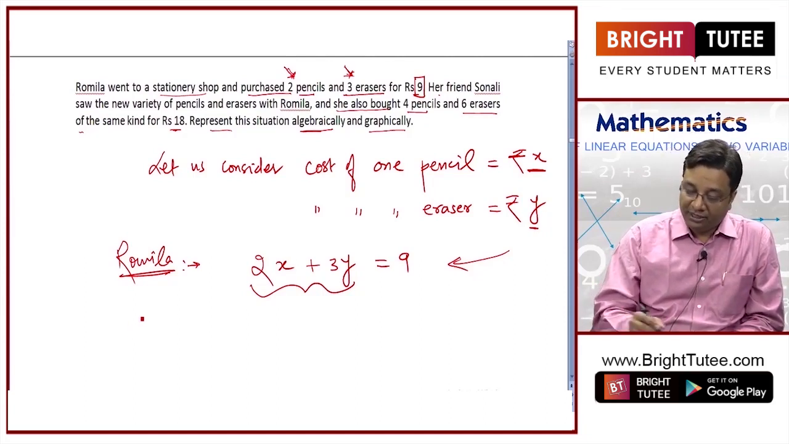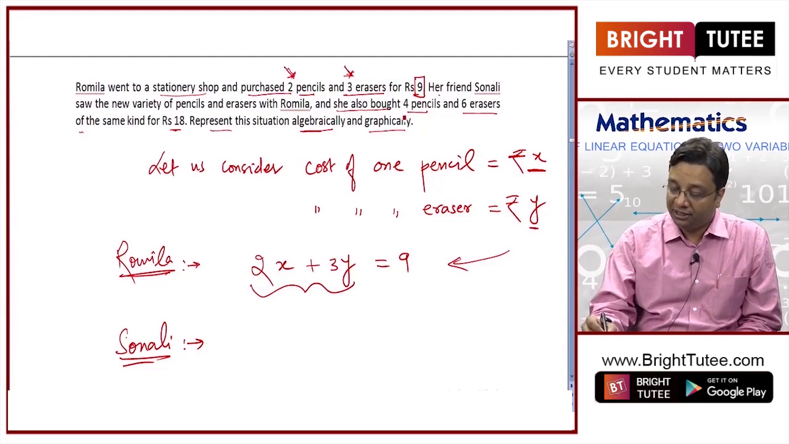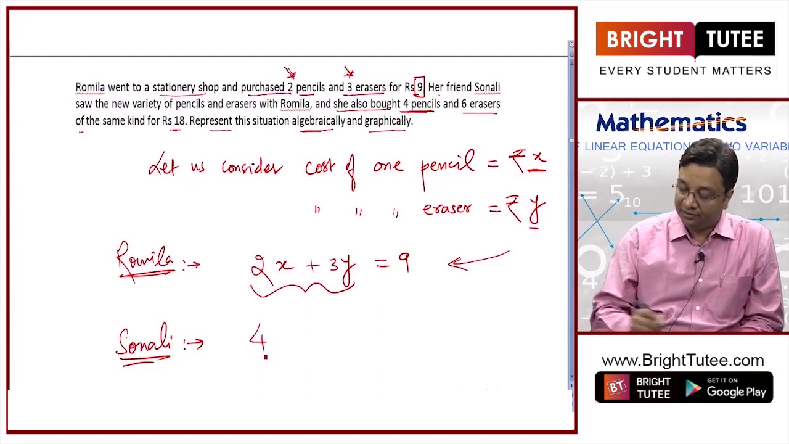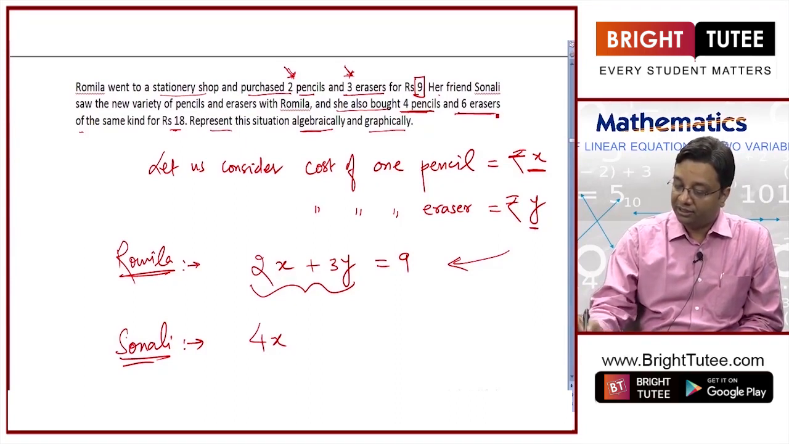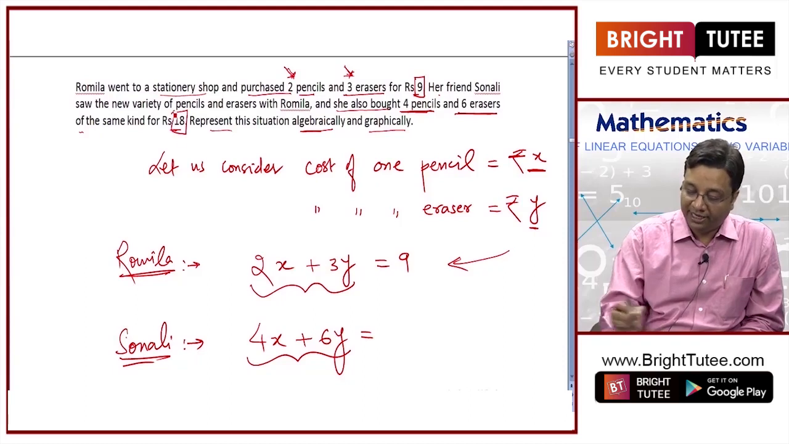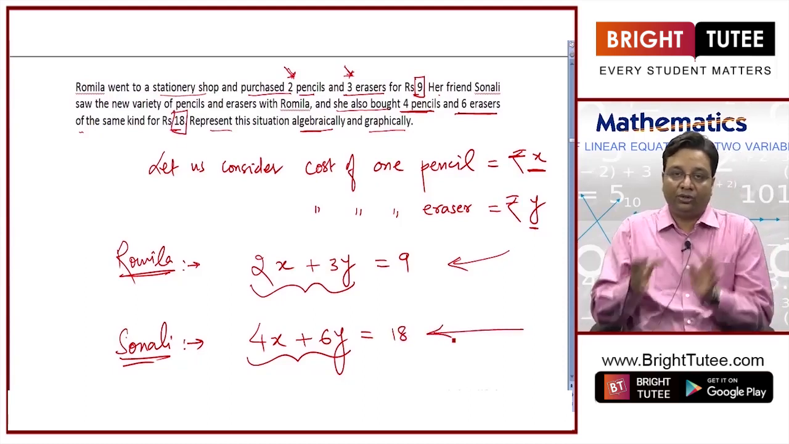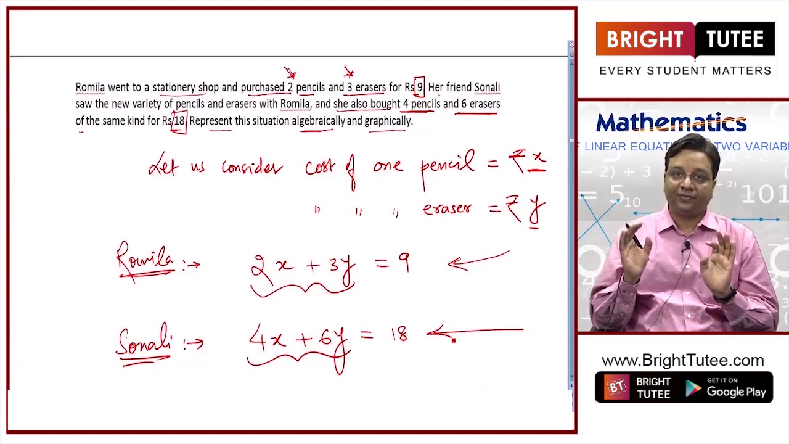Now look at the other friend here, which is Sonali. What did she purchase? See, she bought 4 pencils. So 4 pencils will cost 4x rupees, and she bought 6 erasers. 6 erasers will cost 6y rupees, and this is the total amount she spent, which is equal to 18. So this is the representation of Sonali's purchase, right?